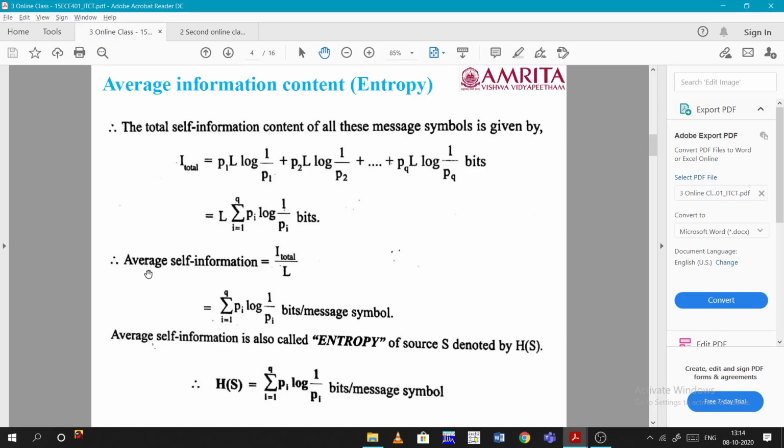Now to find the average self information, the average is the total divided by the length, so L goes to the left-hand side, and we get the average self information as sigma i equals 1 to Q of Pi log 1 by Pi. This is in bits per message symbol. Units are important, so practice what the units are. Average self information is also called the entropy of S and is denoted by H of S. So H of S is equal to sigma i equals 1 to Q of Pi log of 1 by Pi bits per message symbol.